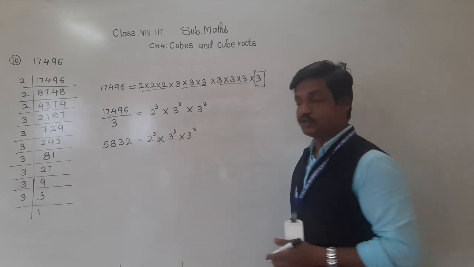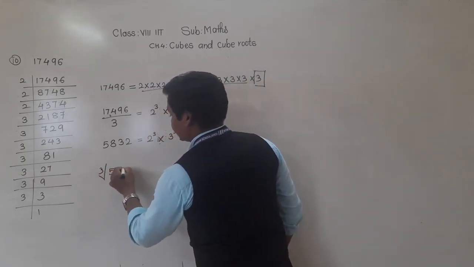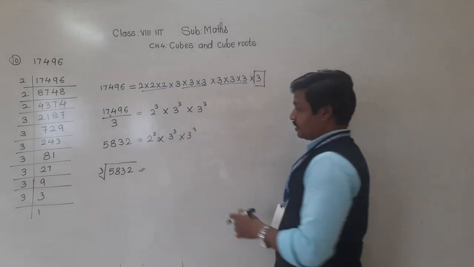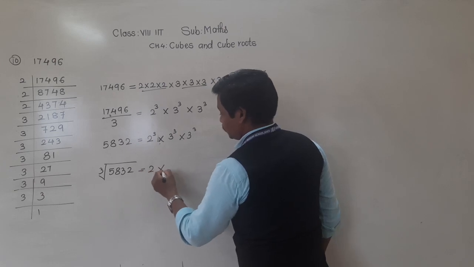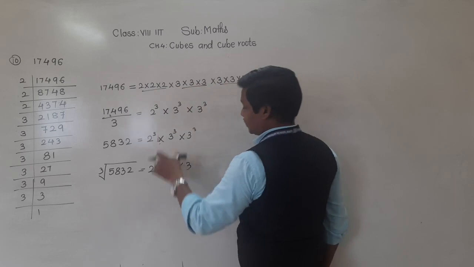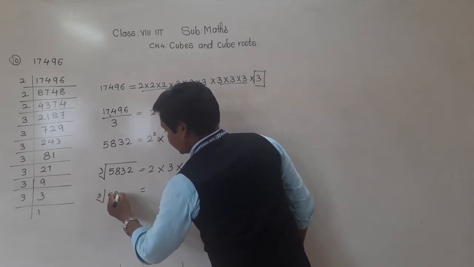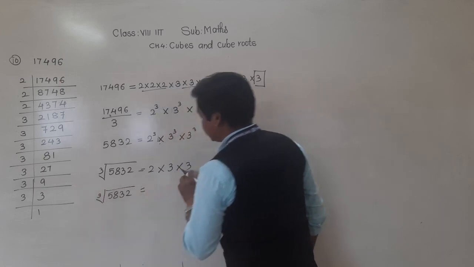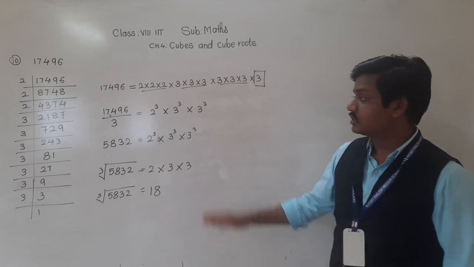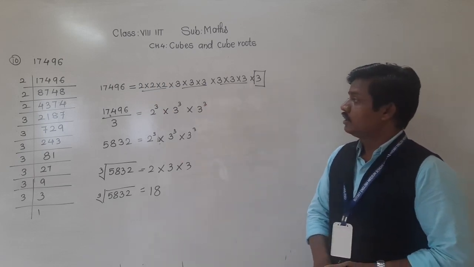So let's find its cube root. Cube root of 5,832 will be what? 2 cube means 2, 3 into 3. From each triplet, one number we take down. That is, cube root of 5,832 is nothing but 3 3s are 9, 2 9s are 18. So in this way, we have solved this 10th example.